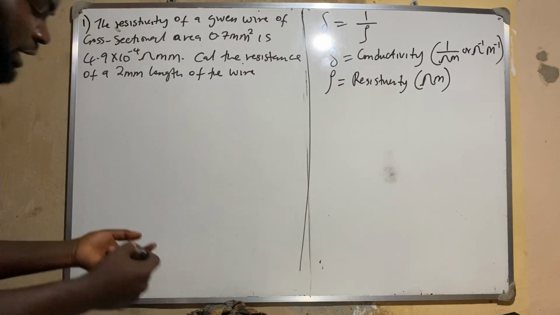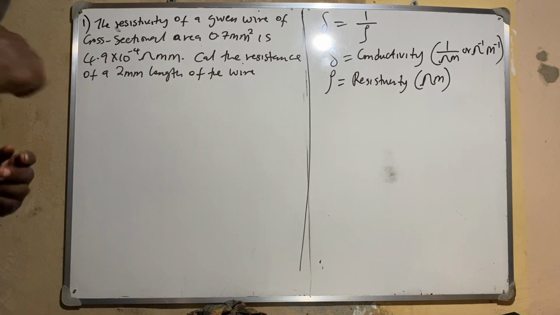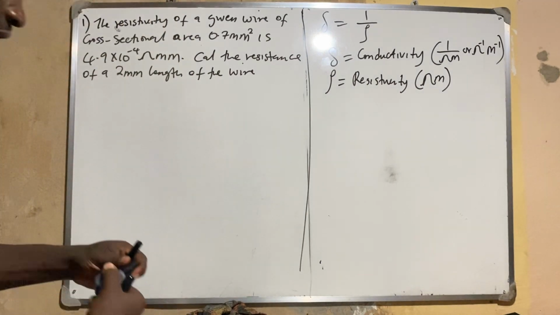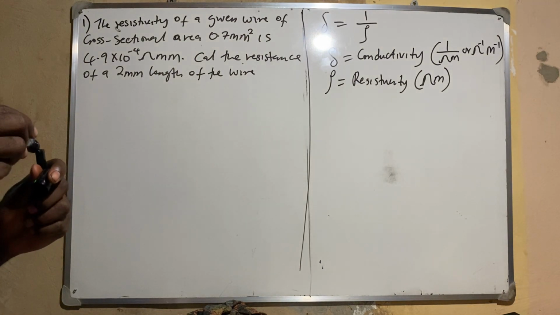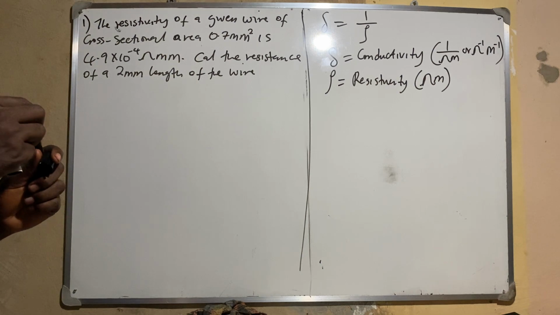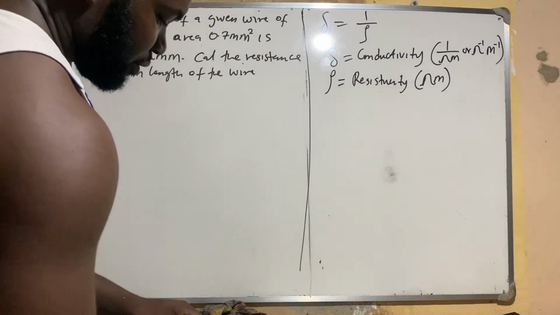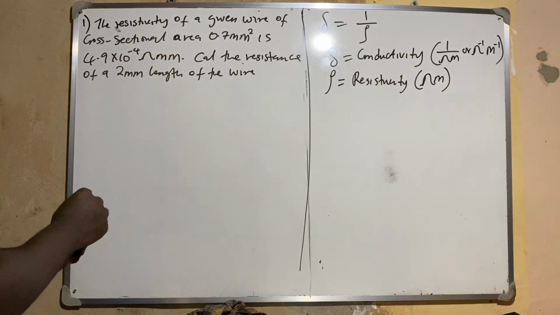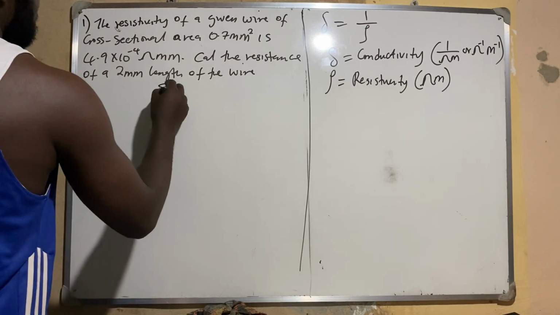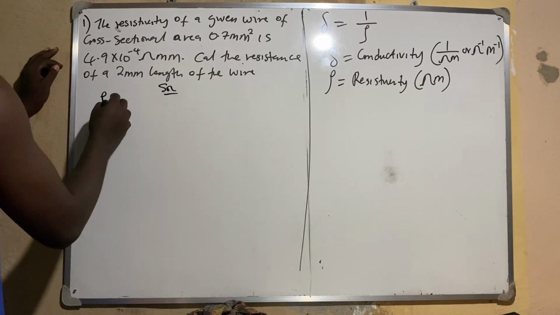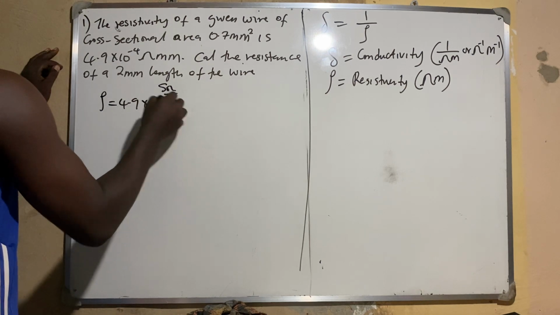If you look at it, they left everything in millimeter, so no need to convert. But if they were in different SI units, I would have to convert them to their normal unit, which is meters. Since everybody is in millimeter, let's forge ahead. Solution: my resistivity is 4.9 times 10 raised to power minus 4.